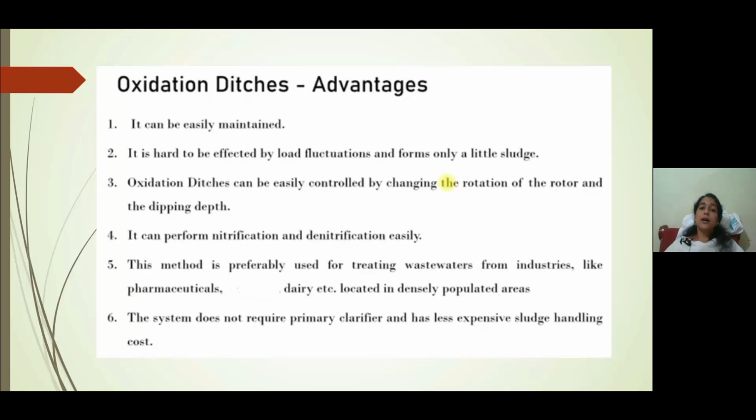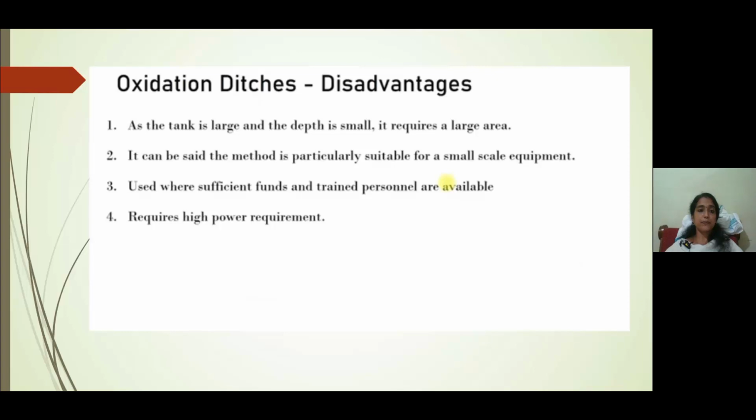Then the advantages of oxidation ditches: it can be easily maintained. It is hard to be affected by load fluctuations and forms only little sludge. Oxidation ditches can be easily controlled by changing the rotation of the rotor and dipping depth. It can perform nitrification and denitrification easily. This method is preferably used for treating wastewater from industries like pharmaceuticals, dairy, etc., located in densely populated areas. The system does not require a primary clarifier and has less expensive sludge handling cost.